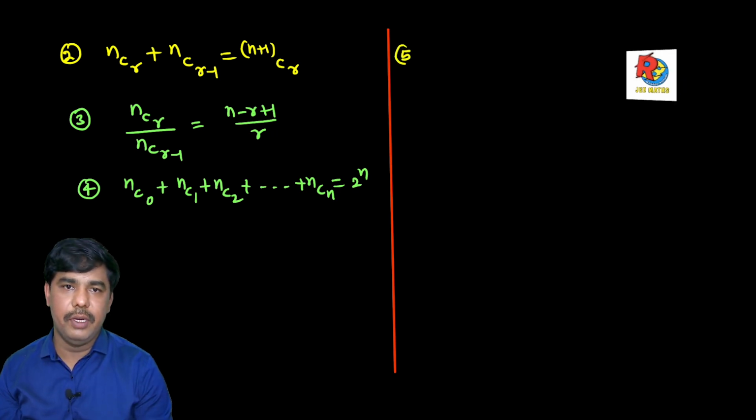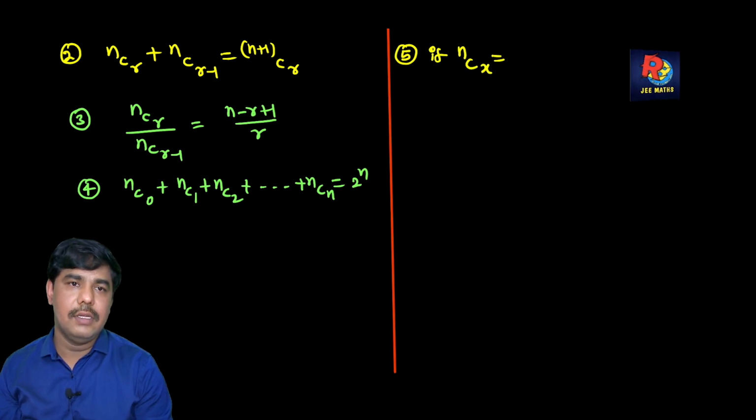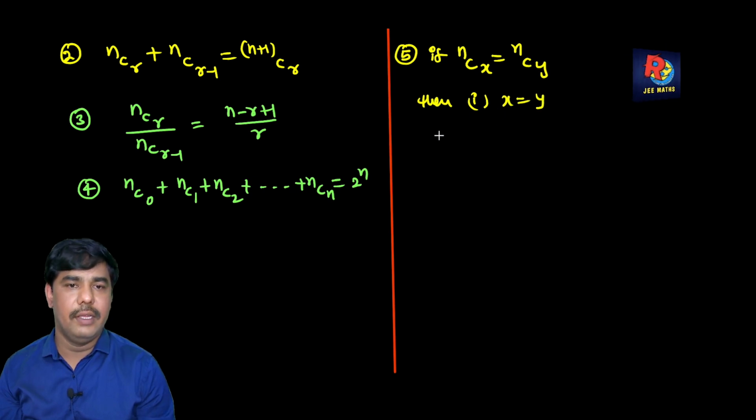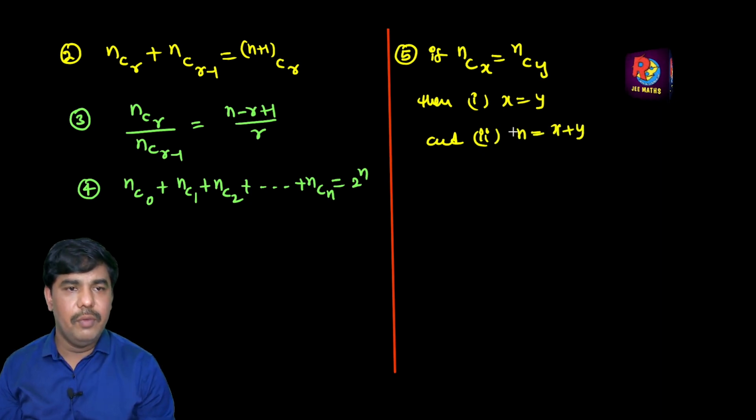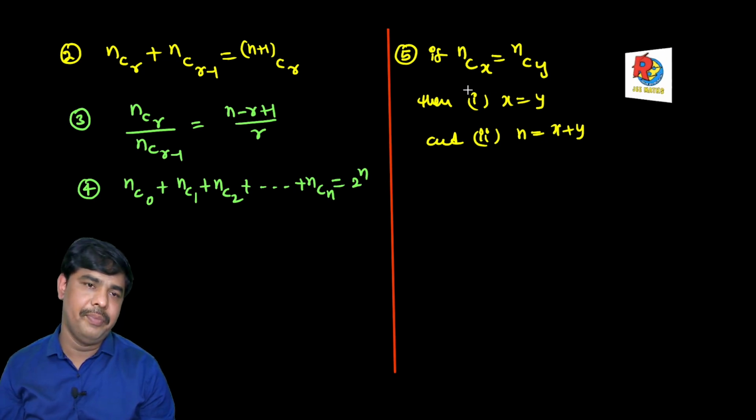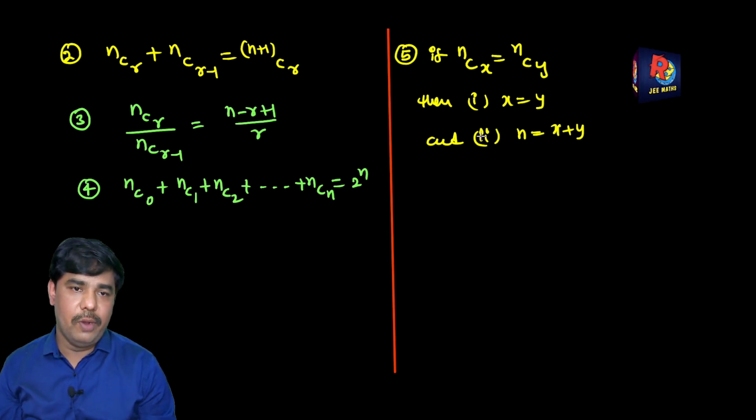Next, the fifth one. If NCX equals NCY, then the very first condition is x equals y, and the second is n equals x plus y. If you want to derive this, just apply the NCR formula, then equate those two, and you will get the conditions. There is no other way, you just need to apply the NCR formula only. So if you remember these properties, you can use them.